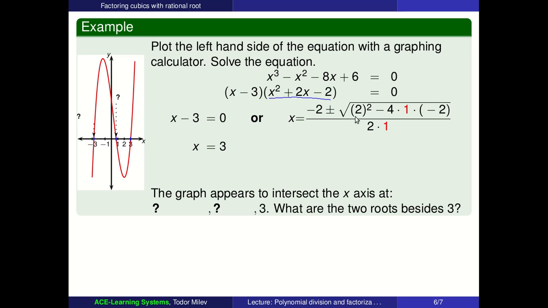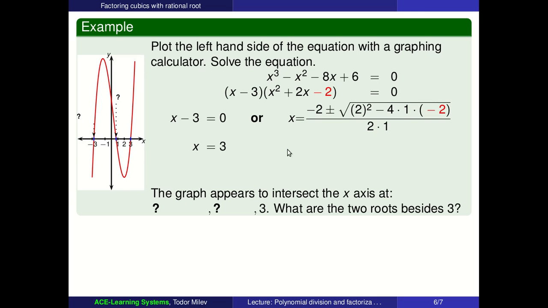Minus b plus or minus radical of b squared minus 4ac divided by 2a. So I'm using the quadratic formula. Here a equals 1. This is my a. Next b is equal to 2. And finally c is equal to negative 2. This is my c. So this is a equals 1, b equals 2, and c equals negative 2. So this is b, this is a, and this is c.